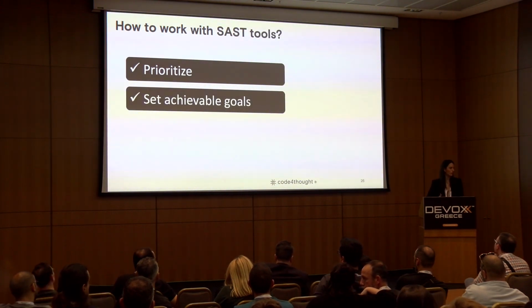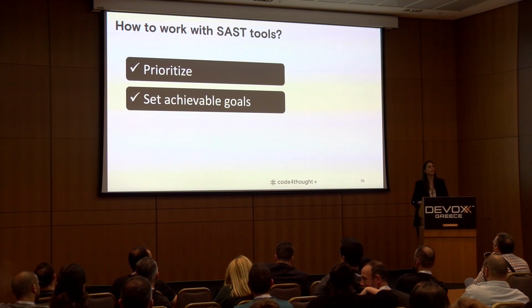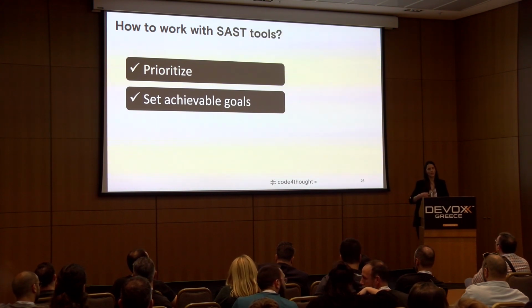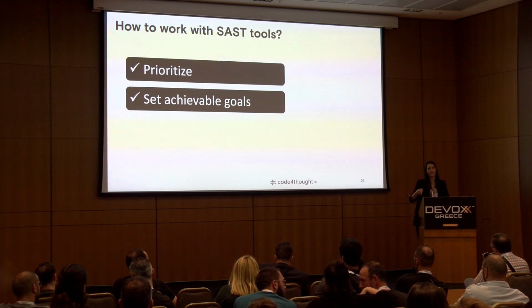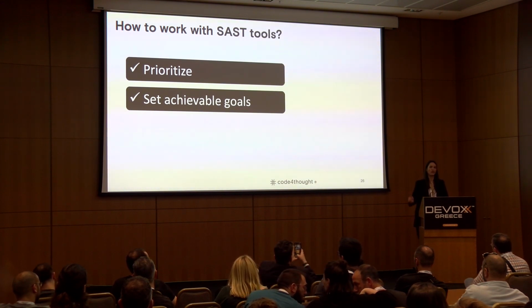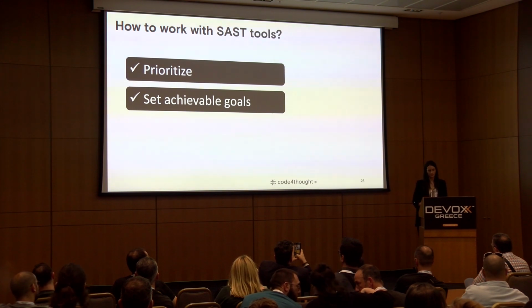Then set achievable goals for your teams. And what I mean is that, for example, you may decide that in every sprint, if you work agile, you may choose to fix 2 security findings, or you may create a security sprint in between in order to focus solely on security.